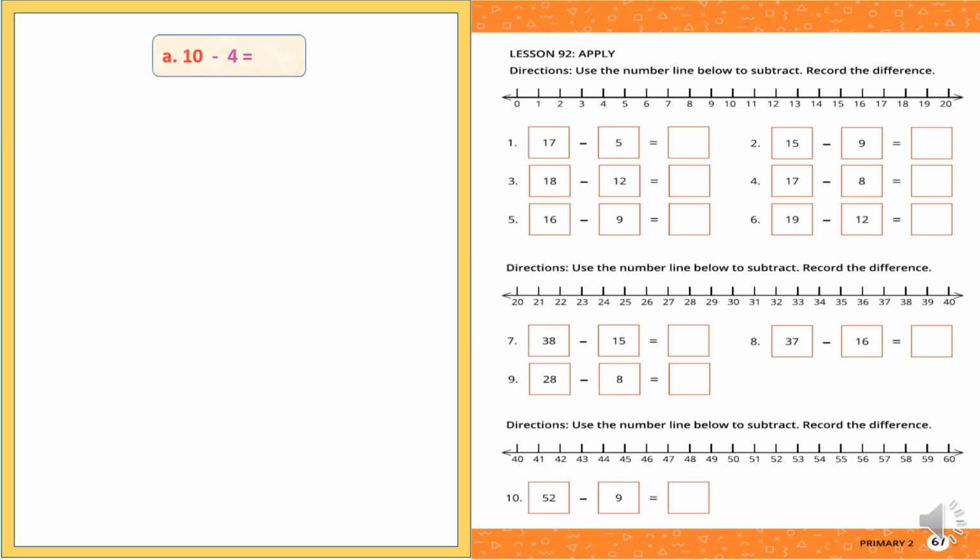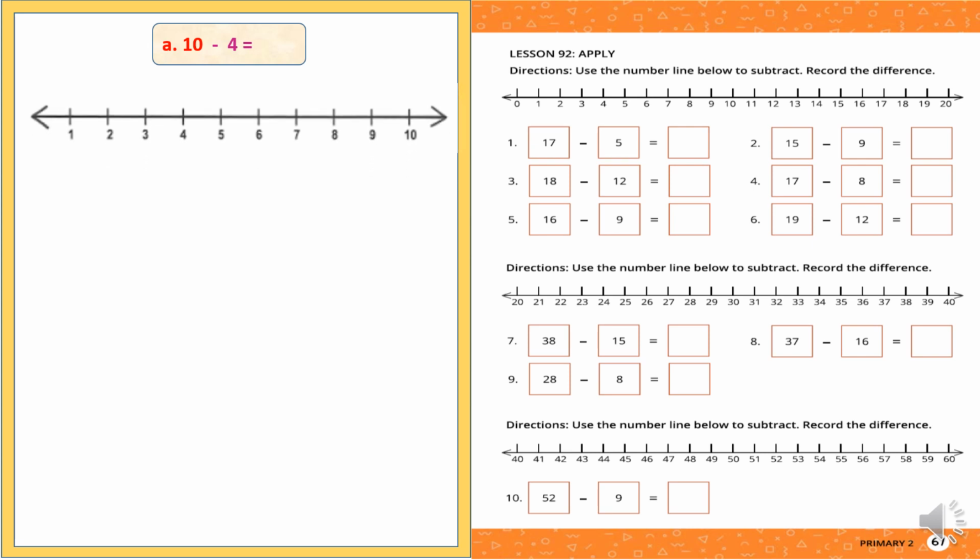Now I will give you another examples to solve using the counting back strategy. The first example, 10 minus 4. 10 minus 4 equals what? Using the counting back, draw the number line. The first number here is 10. So we will mark 10 on the number line. And counting back how many steps? 10 minus 4. We will count back 4 steps to reach 9, 8, 7, 6 and stop. So the result equals to 6.